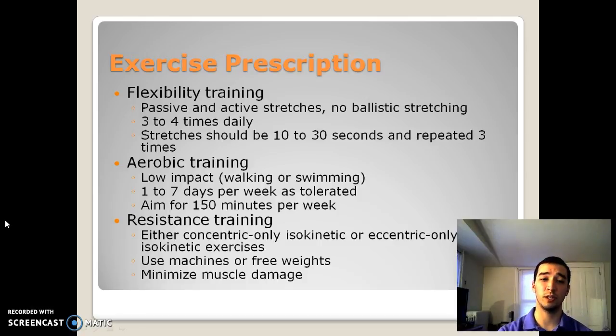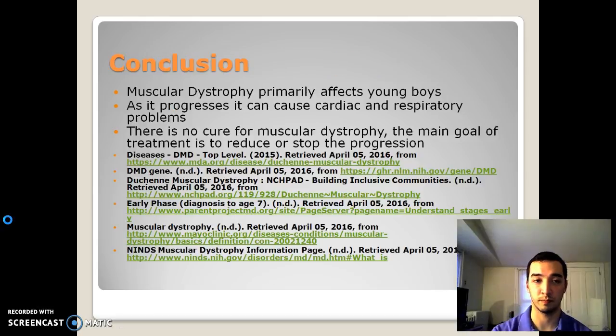For resistance training, you want to do either concentric only isokinetic or eccentric only isokinetic exercises. That way you are decreasing the amount of muscle damage that you are causing. You also want to use machines or free weights when training.